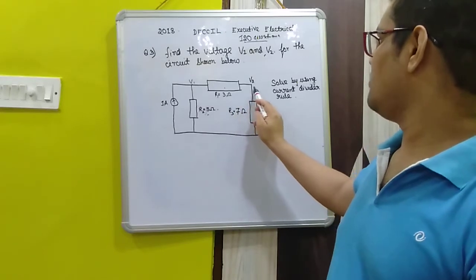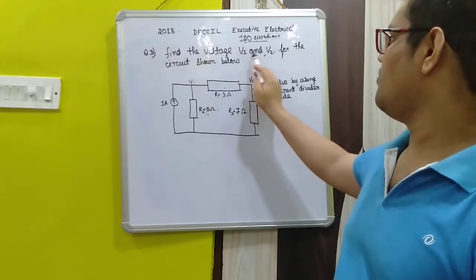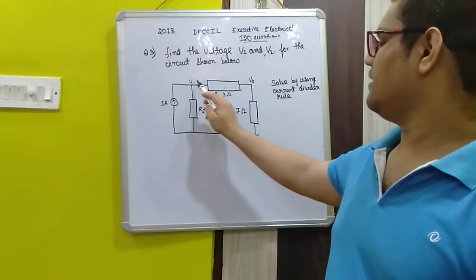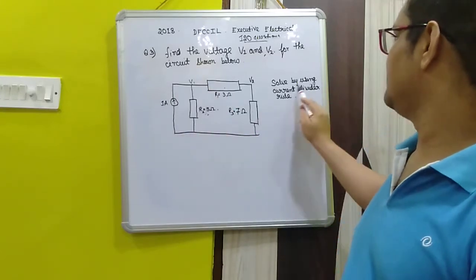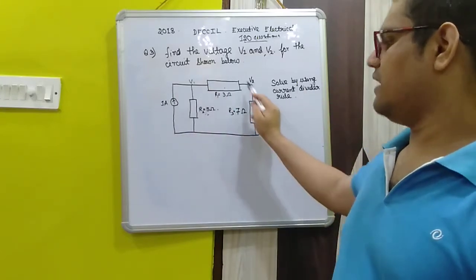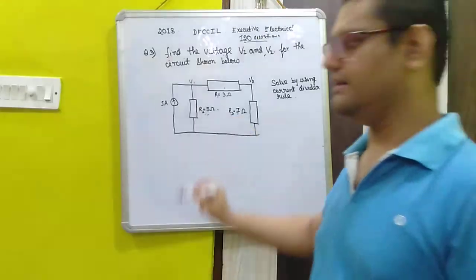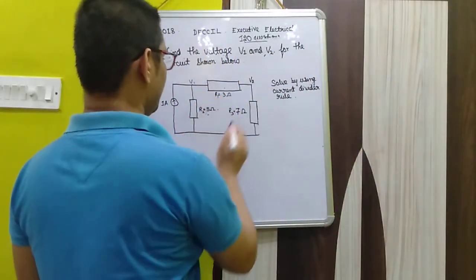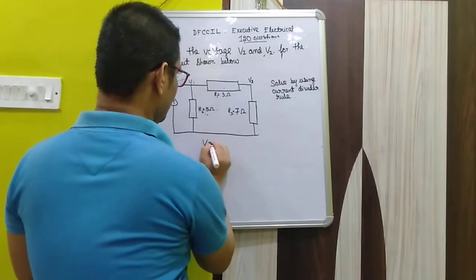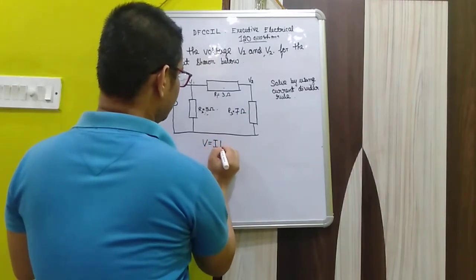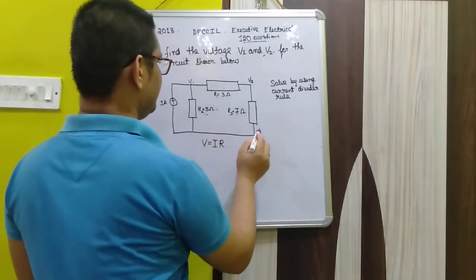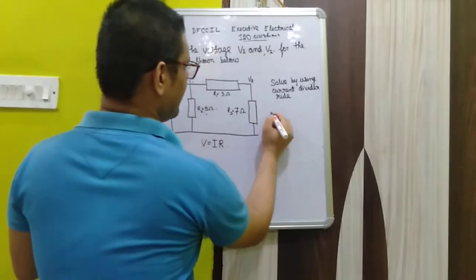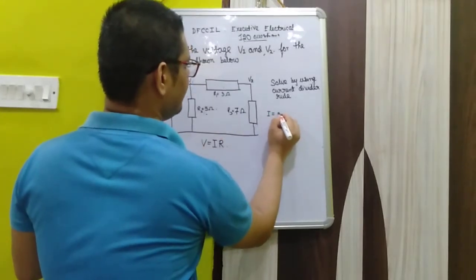We can get the values V1 and V2 by using the current divider rule. Now we check how we calculate this. First we have to calculate V1. How to calculate V? We know V is equal to I into R. So we now calculate the equivalent resistance. The current value is already given, I is equal to 1 ampere.